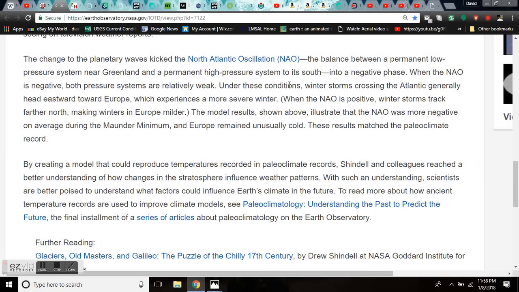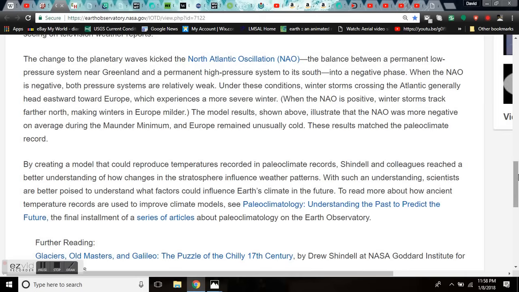When the NAO is negative, both pressure systems are relatively weak. Under these conditions, winter storms crossing the Atlantic generally head eastward towards Europe, which experiences a more severe winter. When the NAO is positive, winter storms track further north, making winters in Europe milder. The model results shown above illustrate that the NAO is more negative on average during the Maunder Minimum, and probably so during the upcoming Eddy minimum, and Europe will remain unusually cold.